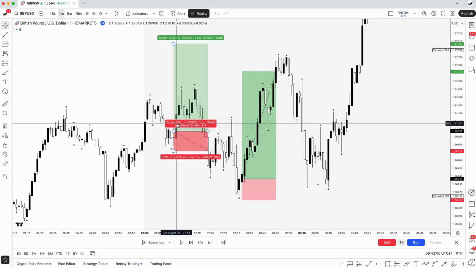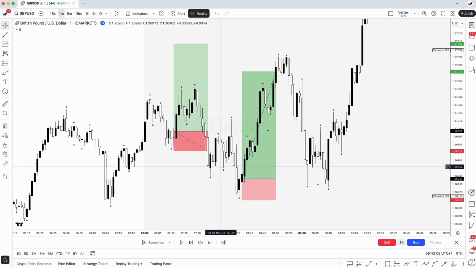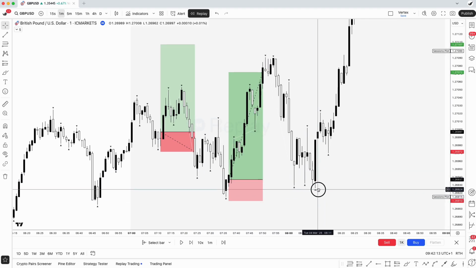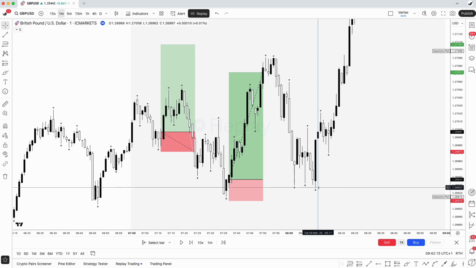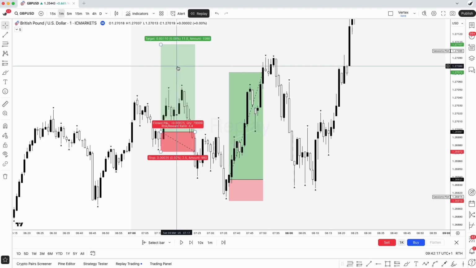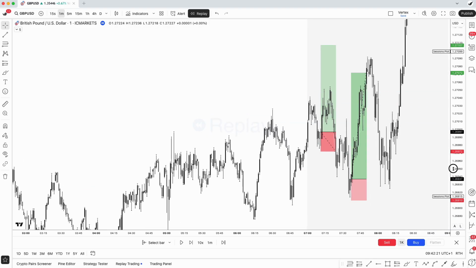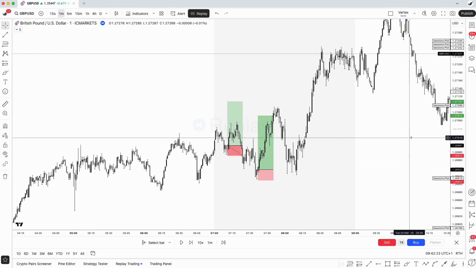Let me make sure I've not missed anything. No. Okay. So so far for the week, we're sitting at +5 from Monday, -1, so 4, and then +5. So we're sitting at 9R for the week already. So let's move on to Wednesday.